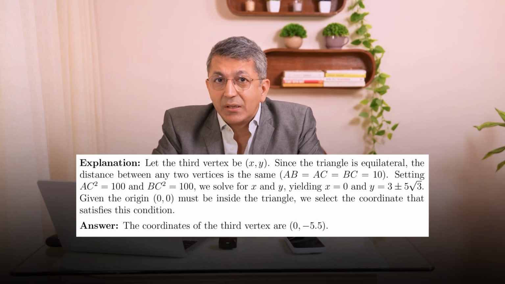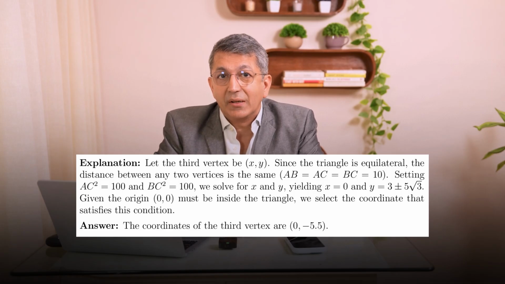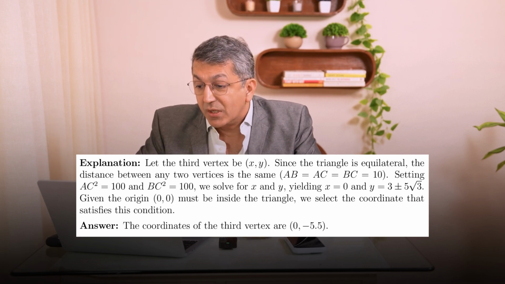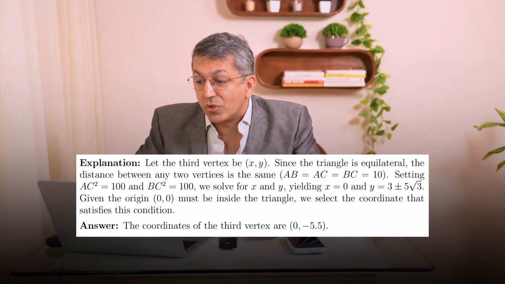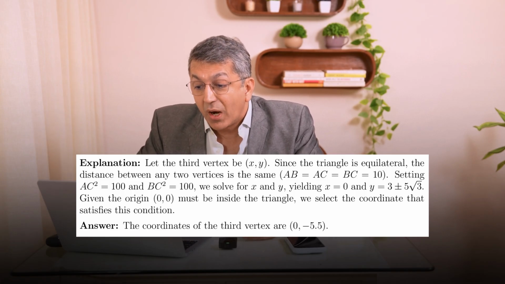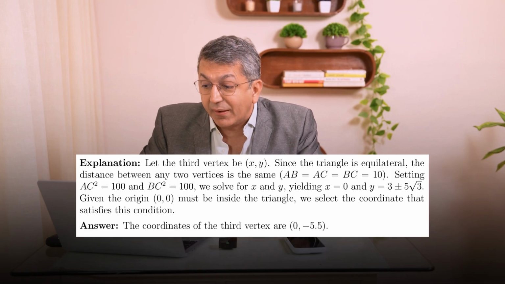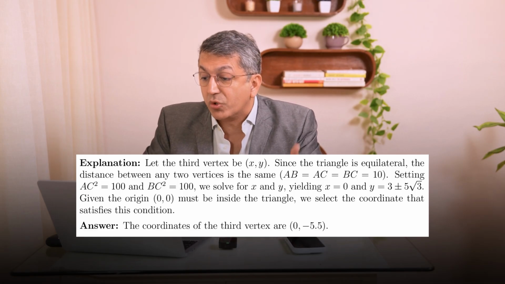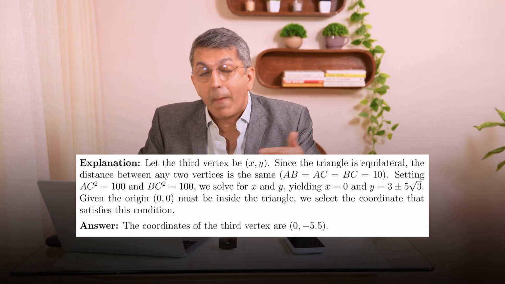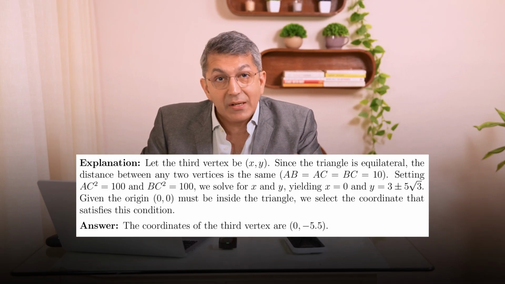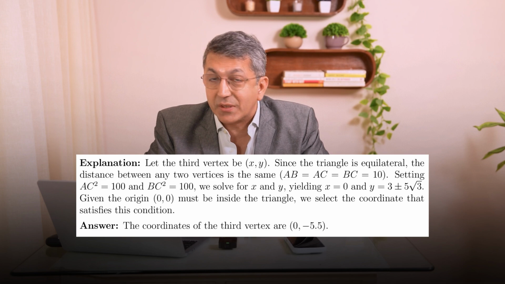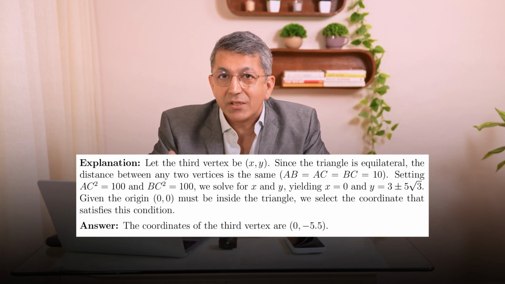Explanation: let the third vertex be (x, y). Since the triangle is equilateral, the distance between any two vertices is the same. AB is equal to AC is equal to BC is equal to 10. Setting AC squared is equal to 100 and BC squared is equal to 100, we solve for x and y, yielding x is equal to 0 and y is equal to 3 plus or minus 5 square root of 3. Given the origin (0, 0) must be inside the triangle, we select the coordinate that satisfies this condition. Answer: the coordinates of the third vertex are (0, minus 5.5).